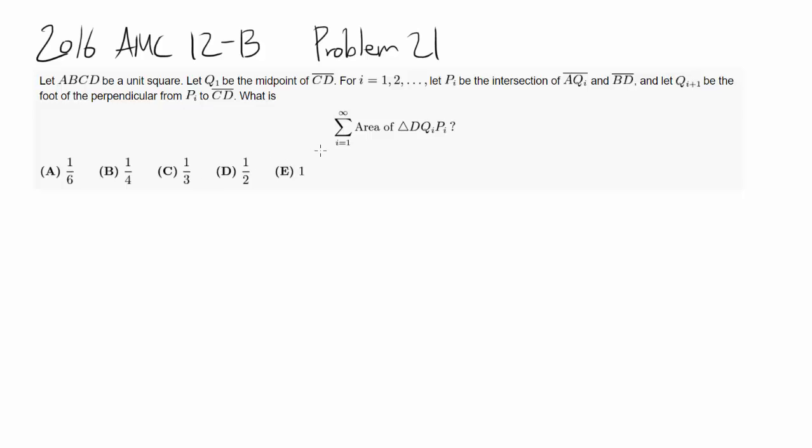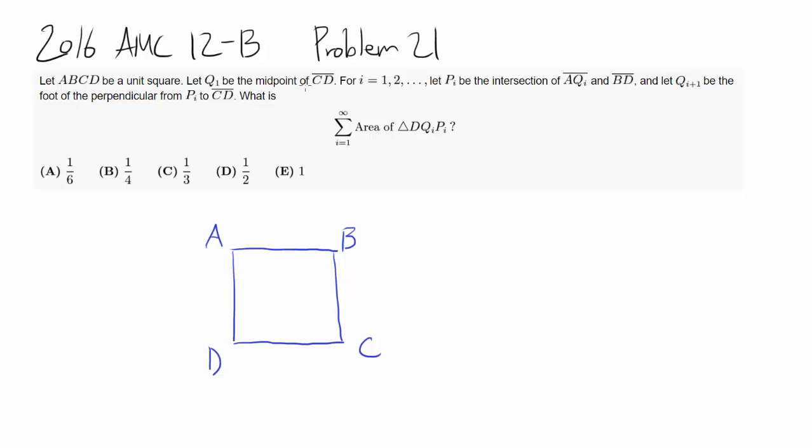This is question 21 from 2016 AMC 12B. Let's look into it. Let ABCD be a unit square. So let's draw out a unit square, and by unit square they mean it's a square with side length of 1. So each of these sides has length 1, which is good to know. And we have ABCD, so let's write it out, ABCD.